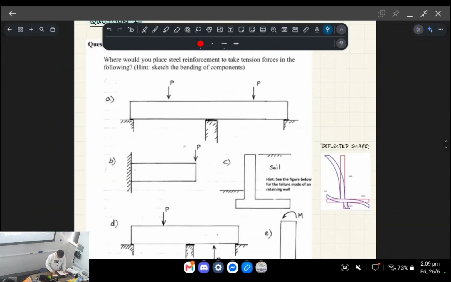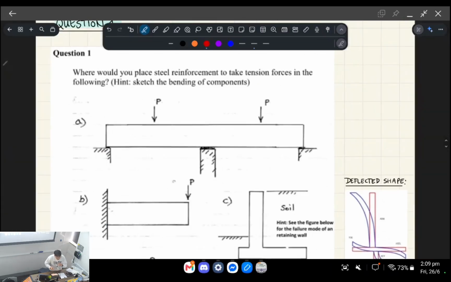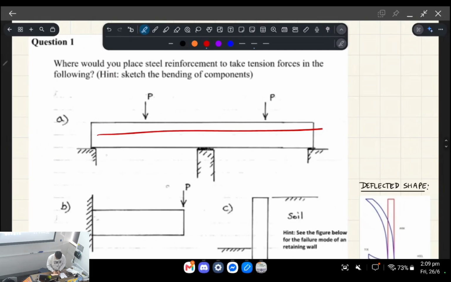Here's the question, right? And I think a lot of you kind of understood this fundamentally in terms of the tension side. So if you think of the bending moment diagram for this beam, and you think of it like a continuous beam like this, the bending moment diagram looks like this, where you've got positive and negative bending.